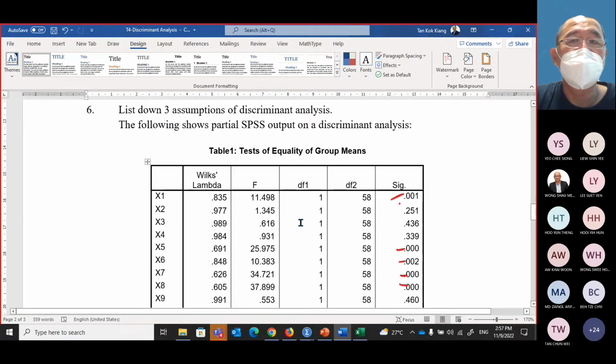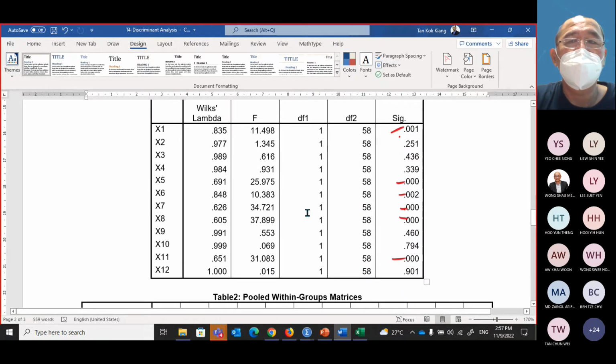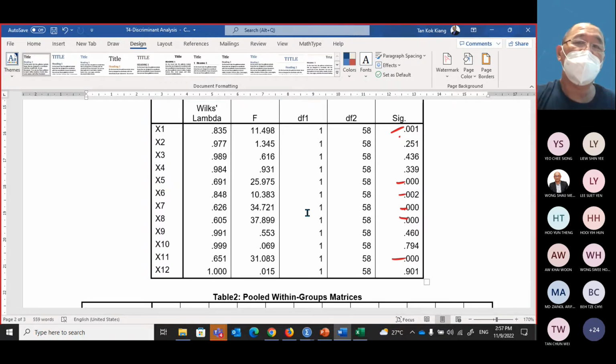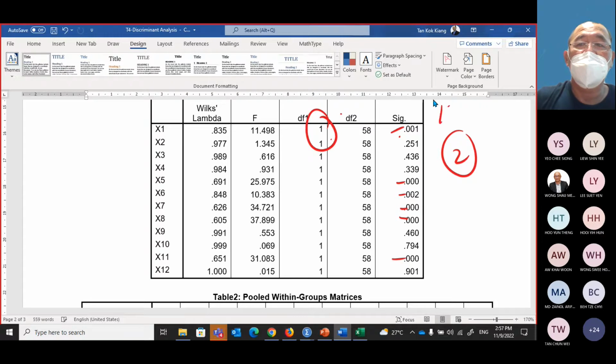So this one we do know. Okay, for this one we got 2. How do I know? Because of this, the df. So k minus 1, therefore is 2. Therefore you got 2 groups.